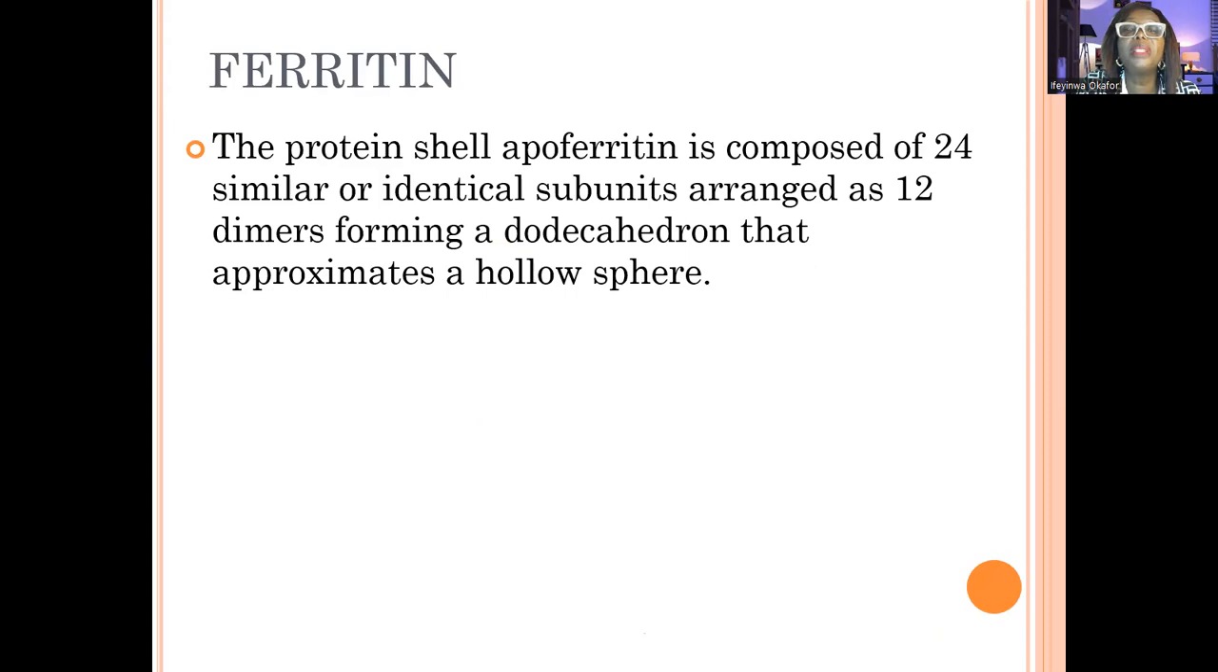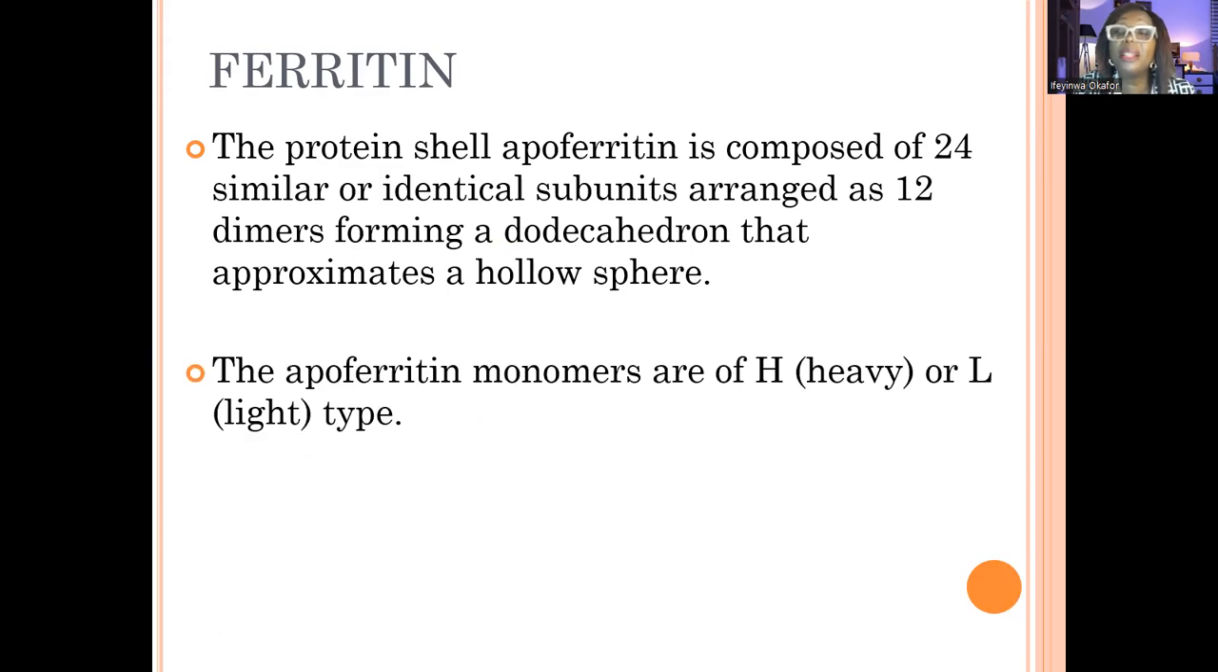Ferritin is a protein that is produced by the liver, and is predominantly found in the liver and the spleen. It can also be found in the plasma. The primary function of ferritin is to store iron. It serves as a reservoir for iron. The protein shell, that is the apoferritin, which is ferritin without iron, is composed of 24 similar or identical subunits arranged as 12 dimers and is approximately spherical.